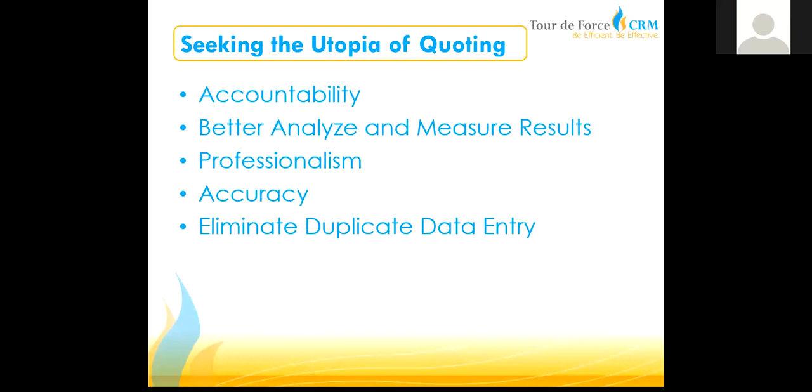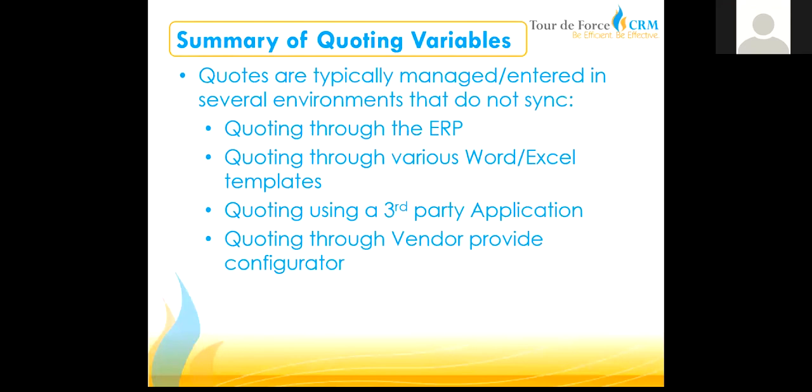The other area is accuracy. If you're not quoting within the ERP, then you tend to quote outside of the ERP. You have people generating quotes in Word templates or Excel templates, using item codes that don't match what's in your business system. So when you go to generate orders, you have to do double entry, which goes to the next item. All those different issues are things we're going to talk about today. We're going to talk about the different environments you can quote in and the pros and cons of each.